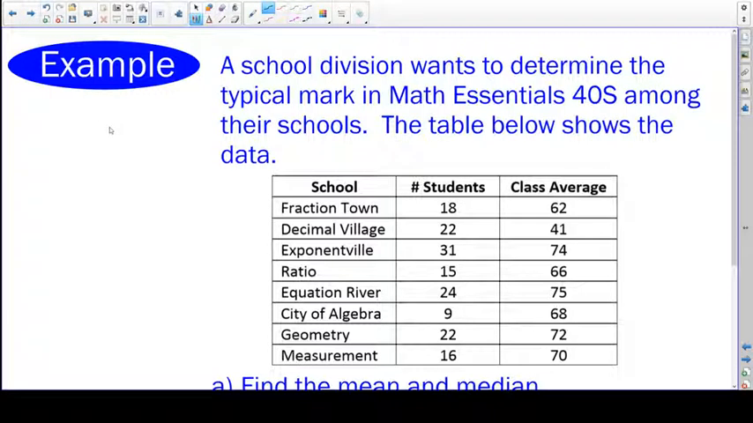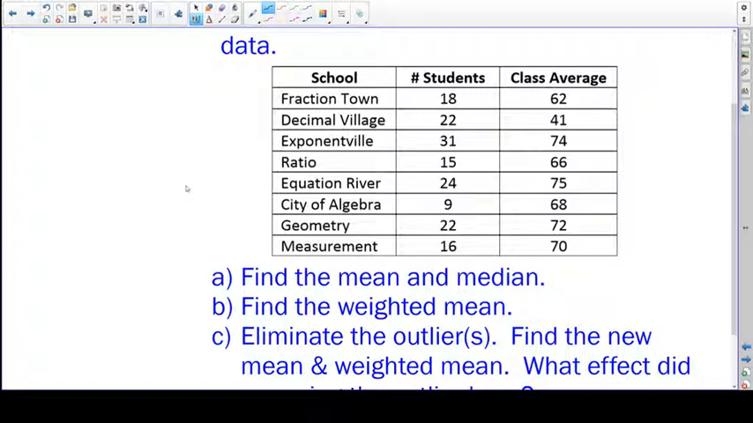The last question: a school division wants to determine the typical mark in Math Essentials 40S among their schools. The table below shows the data. Each school has a number of students and a class average. Find the mean and median.